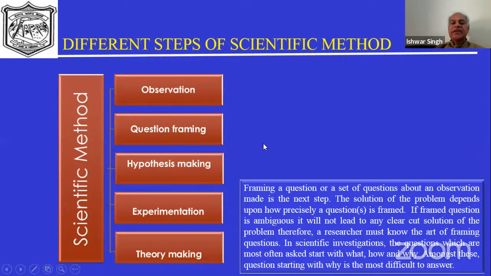And as I said, once you have made observations accurately, minutely, then automatically in our brain, or in the brain of a common human being, always some questions will be generating. So the art of generating, art of raising these questions is very, very important in the scientific methodology. So always encourage your students to raise questions.